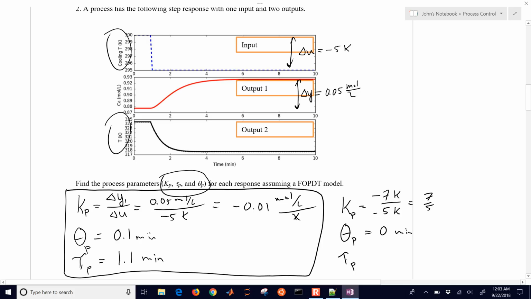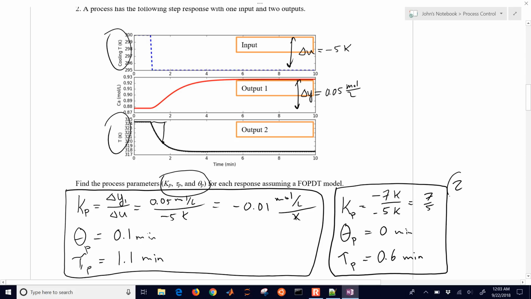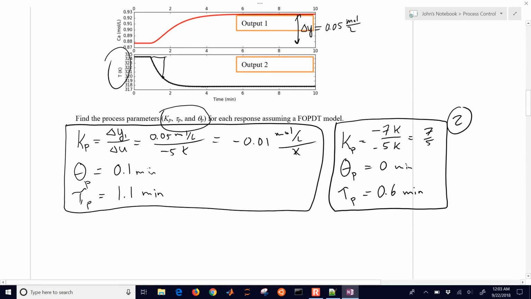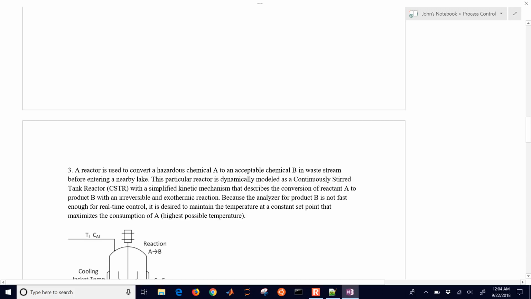And then my time constant, here's about 63% of the way there. And so it's about that amount of time, which looks to be about 0.6 minutes. It's just an estimate, you don't have to be very exact. But there is my process model number 2, between the temperature of the reactor and the cooling jacket. Okay, so that's an example of how to empirically fit these models. Let's come on down to the next one.